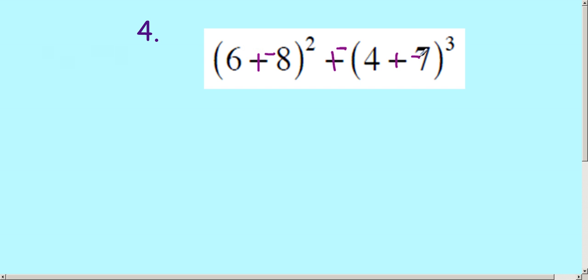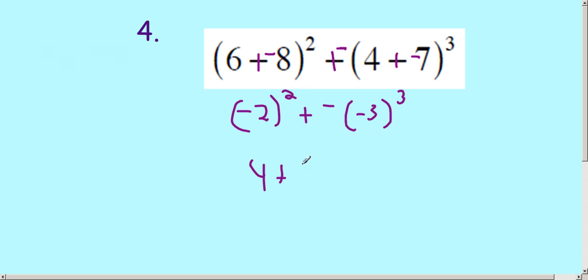Okay? We've got to do the math inside the parentheses. 6 plus negative 8 is negative 2. Okay? That doesn't come outside parentheses, so it's negative 2 squared plus the opposite of, well, 4 plus negative 7, different signs difference, so that's going to be negative 3, and we're going to cube that. Okay? Negative 2 times negative 2 is 4. So it's going to be 4 plus the opposite.